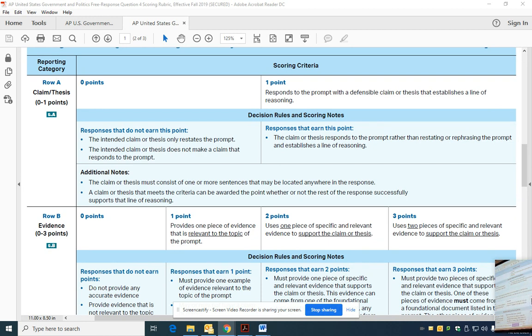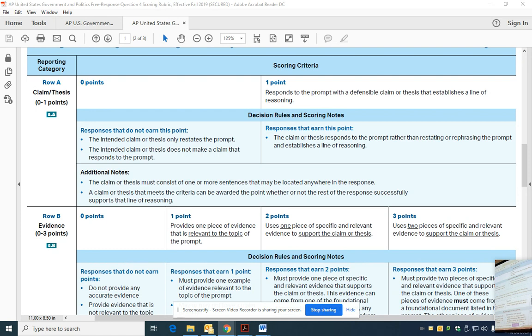So if we're looking at the rubric, it's a 6-point rubric. There's 6 possible points, the most points on any free response question. So getting the points is really important. The first thing is your claim and your thesis. It's going to ask you to make a claim and provide a line of reasoning for that claim. It'll give you usually 2 or 3 choices, or ask you which one might be best.